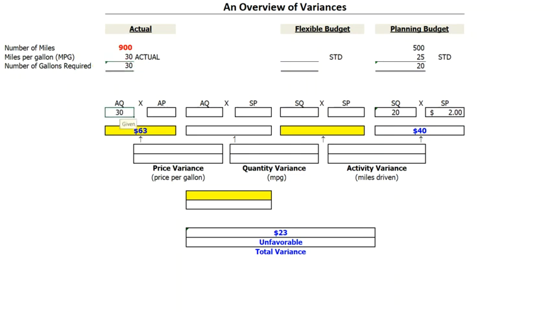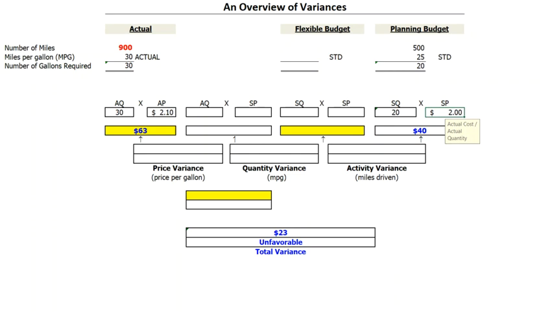We can then back into an actual price that we paid by taking the $63 we spent on gasoline, dividing by 30 gallons, and we see we had a $2.10 per gallon price. Getting a little bit ahead of ourselves, we can expect then that we will have an unfavorable price variance because we spent more per gallon than we had anticipated. But that's getting a little bit ahead of ourselves.